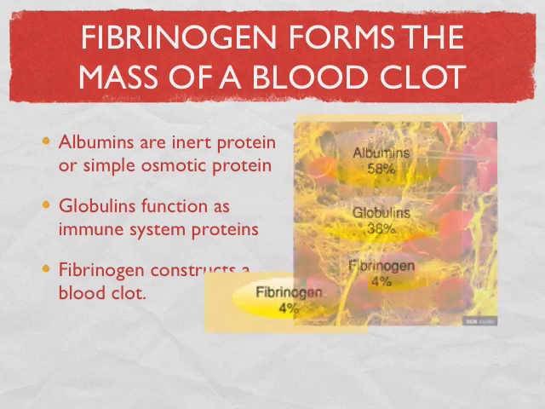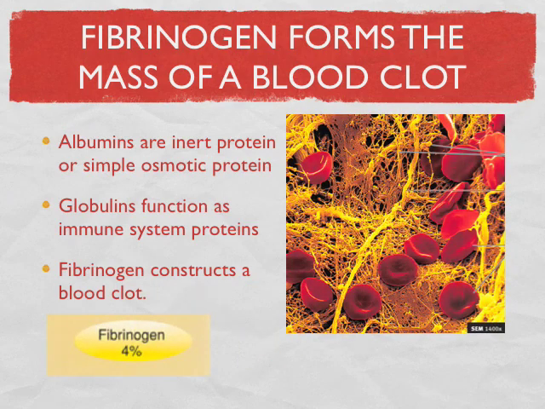And then the third one, fibrinogen, is part of what it takes to form a blood clot. And notice that fibrinogen is a very small amount, 4%. I usually just think 5%. I usually think 60% albumins, 35% globulins, and 5% fibrinogen. In the picture that you see here, you can see the red blood cells stuck to the fibers that have been formed from fibrinogen.